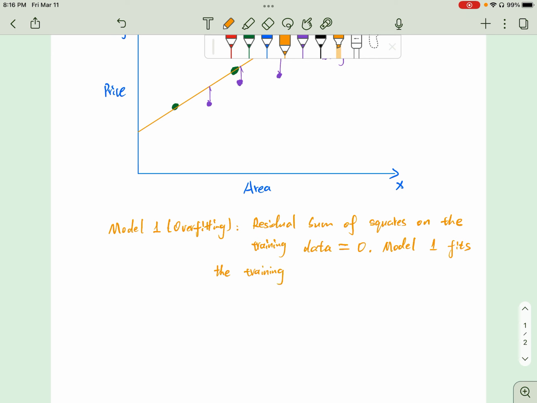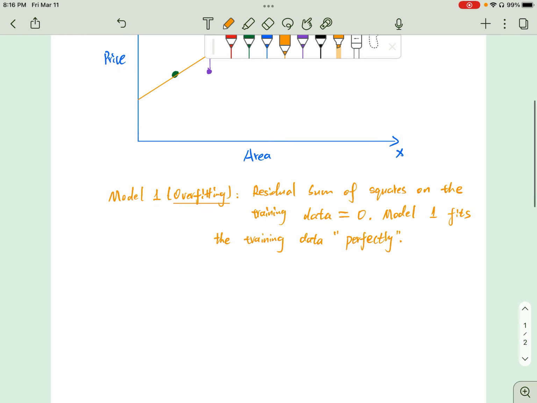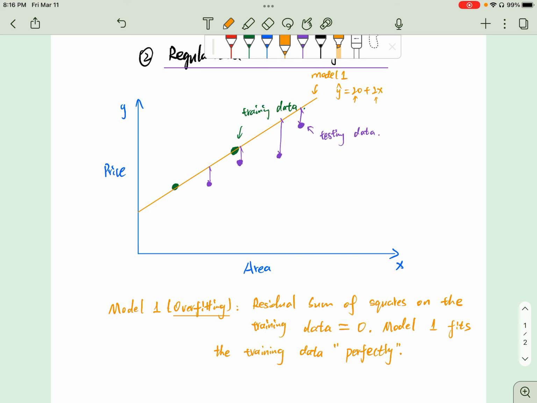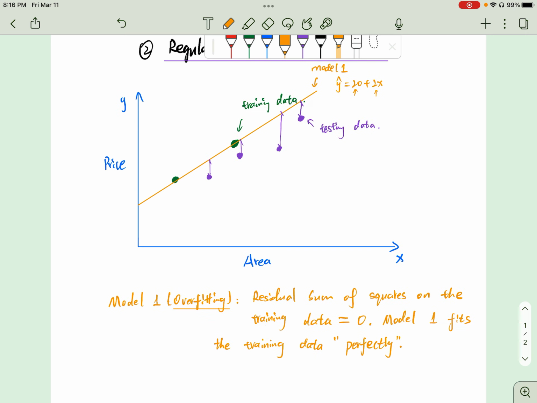Model 1 fits the training data perfectly. Means the error on the training data is very, very small, nearly 0. So this is where overfitting occurs. Our intuition here is that you may say we don't want this model to fit our training data so well. Maybe we want to ask this model to fit our data a little bit more badly.